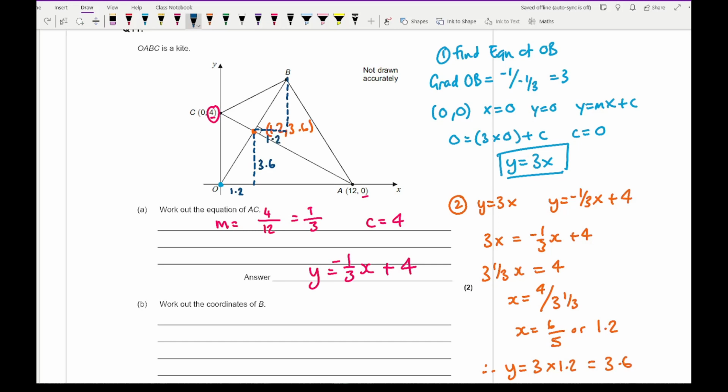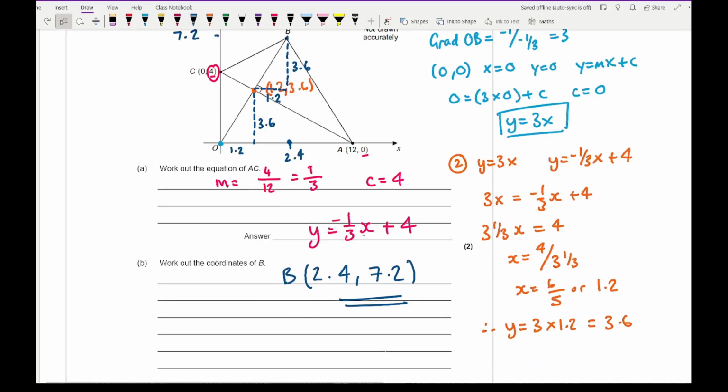So that's also going to be 1.2 and that's also going to be 3.6. So this point here, the x ordinate, is going to be 2.4 and the y ordinate is going to be 3.6 times 2, which is 7.2. So the coordinate of B then is going to be 2.4 and 7.2. And there is that answer.